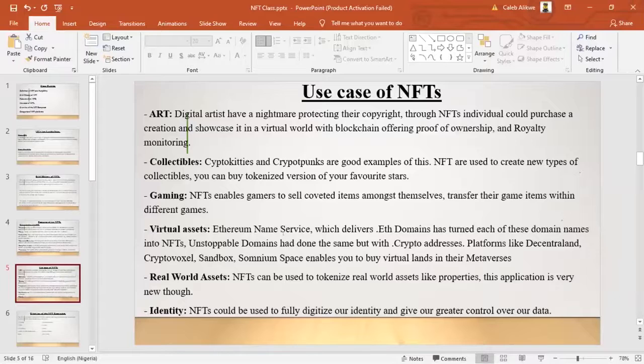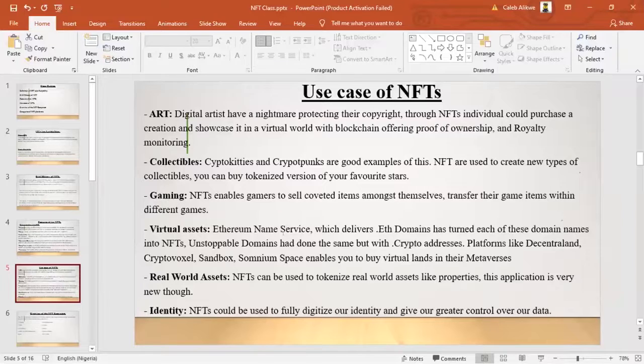Then gaming. NFT enables gamers to sell coveted items among themselves, and transfer their game items within different games. You find a lot of people in games like Minecraft that are able to spend lots of money purchasing skins and certain items. But the issue there is these items are only usable on those platforms. And also, the moment the owner of the platform decides to delete your account, you practically lose ownership of that item you purchased. But with NFT games, you can purchase an NFT of the item in the game and transfer it to another game. And even if you decide to stop playing that game, you would still own that NFT in your wallet as yours.